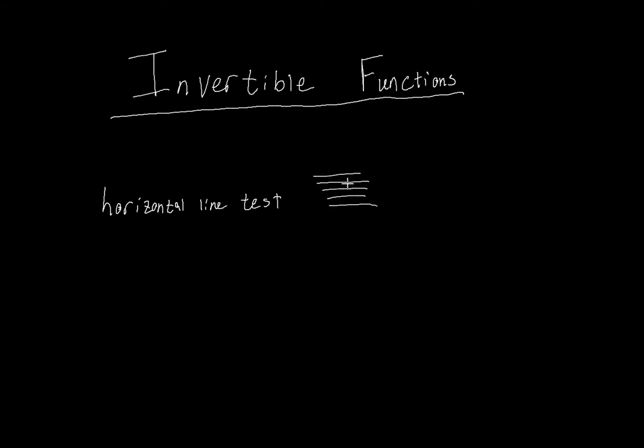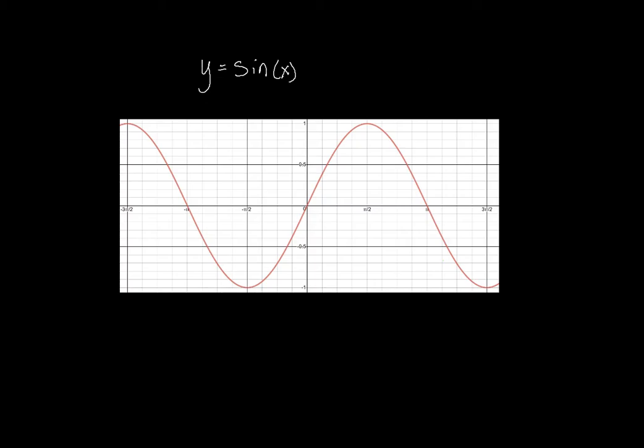And you know that you pass if all of these lines hit the graph 1 or less times. So 1 or 0 times is acceptable. As soon as you hit twice, then it no longer passes. So let's take a look at the graph of sine and see if that passes the horizontal line test.